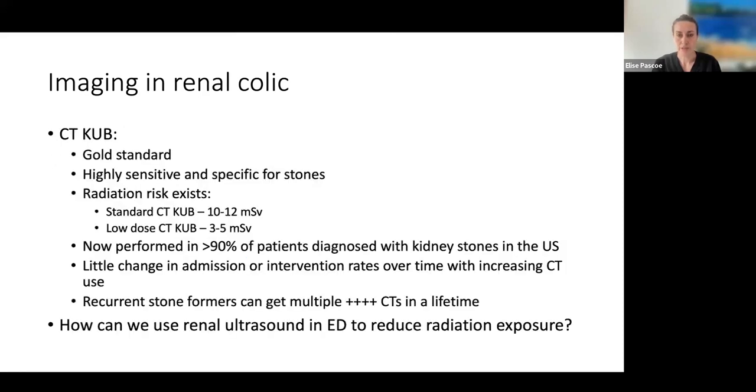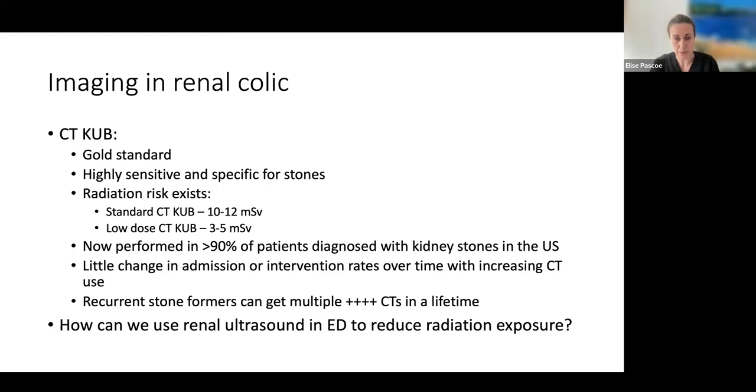So CT-KUB is the gold standard, highly sensitive and specific for stones, but we need to recognise that there are radiation risks. Standard CT-KUB is 10 to 12 millisieverts. There is a low dose protocol, which is reportedly somewhere between 3 and 5 millisieverts. But it's still a significant amount of radiation, given we know that chest X-ray sits at about 0.1.